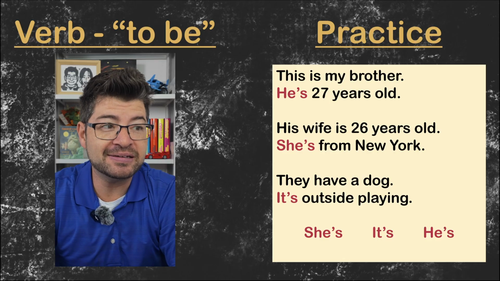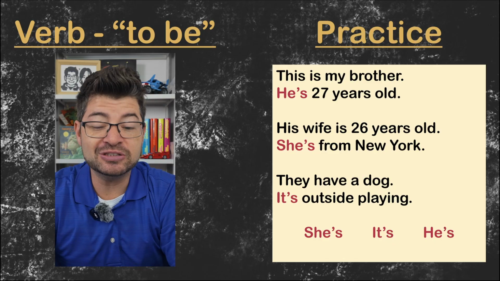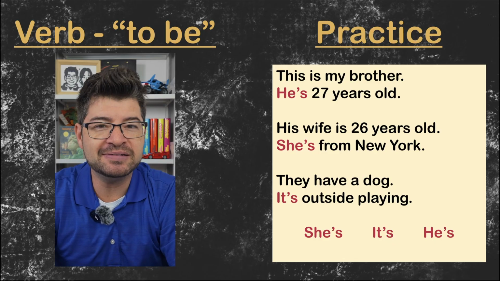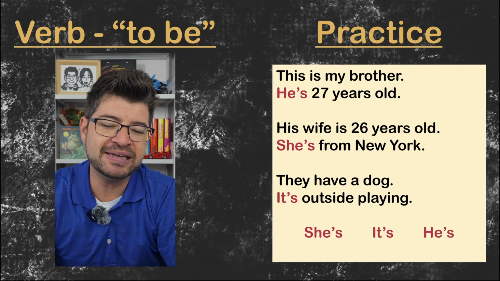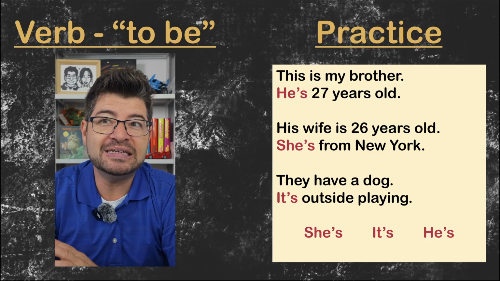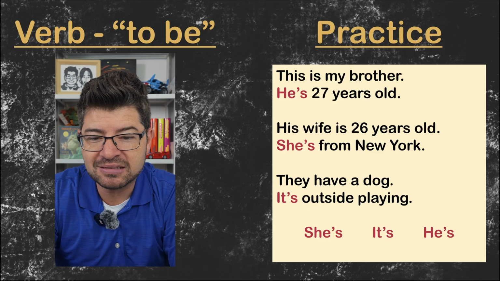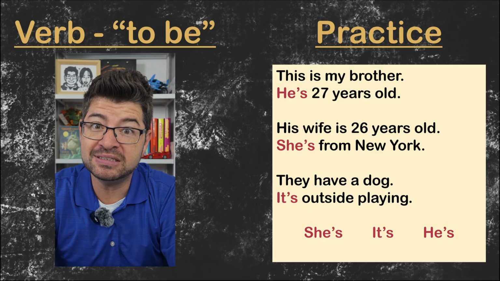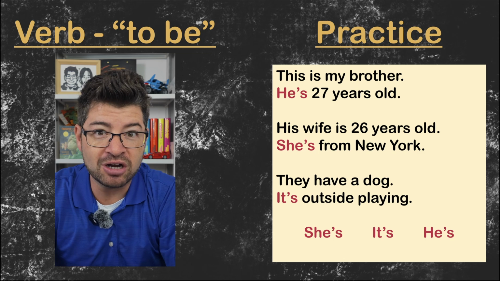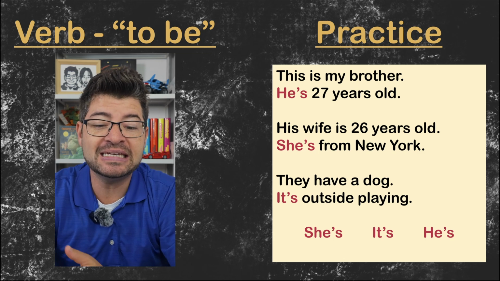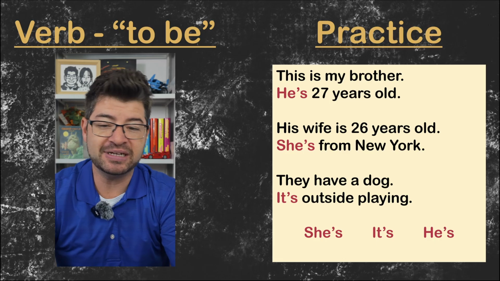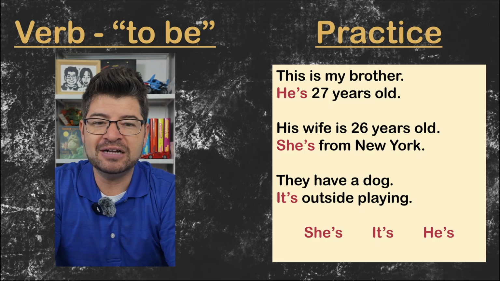They have a dog. It's outside playing. Now, this last sentence, you could also say it's playing outside. Either way, it's outside playing or it's playing outside. Sometimes, too, if you really know someone's pet, like the dog, and you know it's a girl or a boy, you'll hear people talk about dogs or cats or pets and say, he's outside playing, she's outside playing. But it's okay, too.